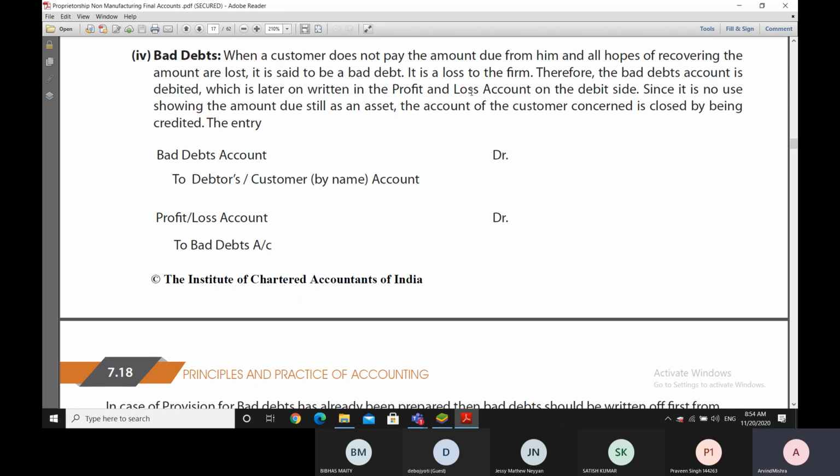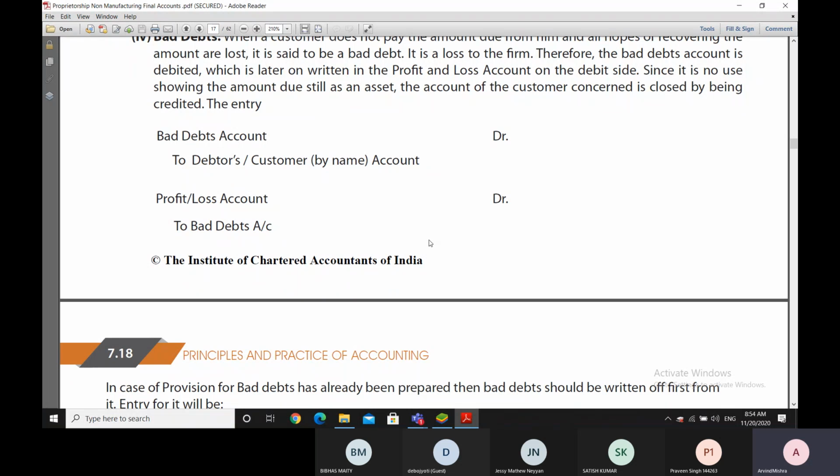So at the time of debiting the bad debt account, we credit the customer who was supposed to pay us, and now since we have lost hope, we are not expecting him to pay that amount, so we credit his account and we debit the bad debt account. And finally, whatever is there in the bad debt account at the end of the year will be transferred to the profit and loss account by crediting the bad debt account and debiting the profit and loss account, because all the expenditures must be transferred to the profit and loss account in order to generate the correct amount of the net profit that is incurred.